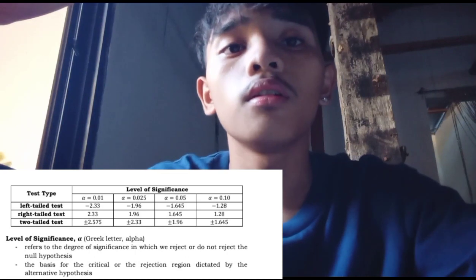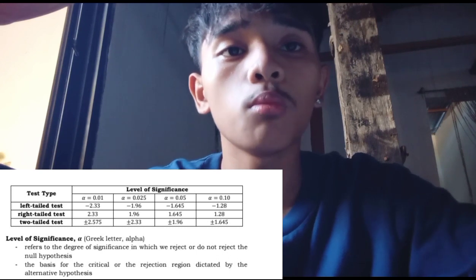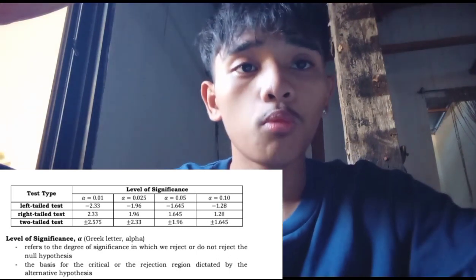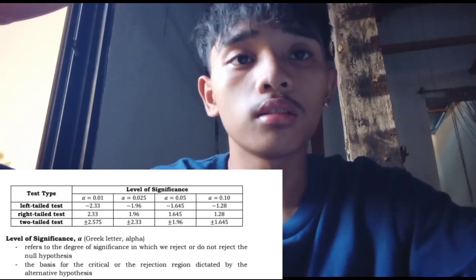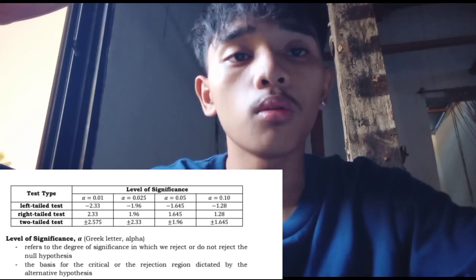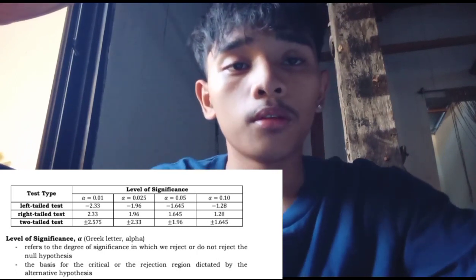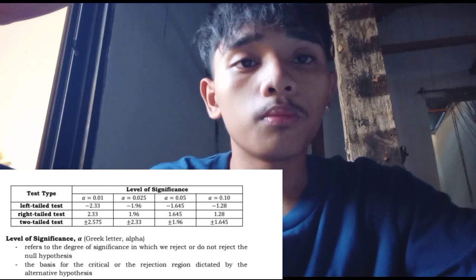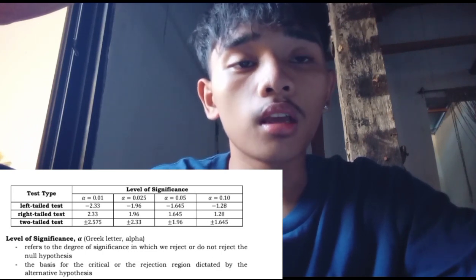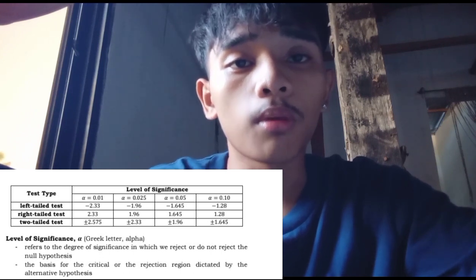We can use these critical values for the commonly used levels of significance presented in the previous test types. Left tail test: negative 2.33, negative 1.96, negative 1.645, and negative 1.28. Right tail test: 2.33, 1.96, 1.645, and 1.28. Two tail test: positive negative 2.575, positive negative 2.33, positive negative 1.96, and positive negative 1.645.